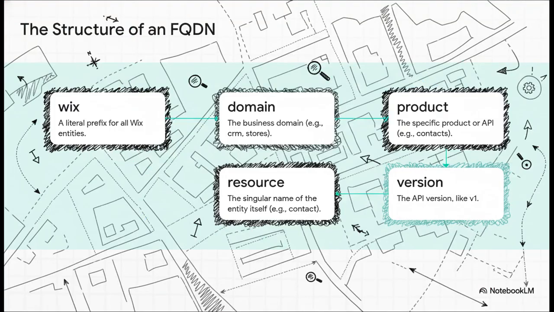Now, this FQDN isn't just some random string of characters. It's like a super precise address, kind of like a postal code for a piece of business logic. It starts broad with Wix, then it narrows down to a business domain like stores. From there, it gets even more specific with a product in that domain, the API version, and finally, the singular resource itself, like product. It's a perfect map to exactly what you're looking for.